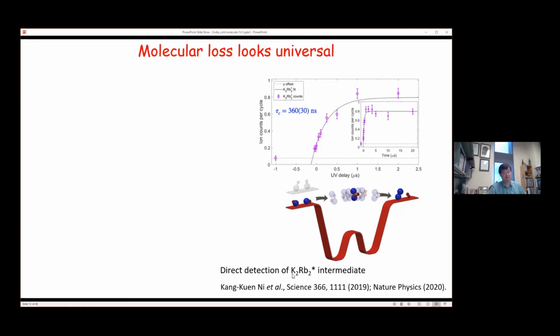This is something I talked about yesterday. Remember when I talked about the reaction of OH plus CO? Kang-Kuen's group was able to directly observe the K2Rb2 star, indicating an intermediate state that does not live long. It lives for about 360 nanoseconds, and then dissociates into K2 and Rb2. They can follow the reaction process by looking at both the intermediate state and products to understand this chemical reaction process. This falls in line with the spirit of what I was saying yesterday, of being able to really look at and understand chemical reactions. You can follow all of its intermediates and the products.